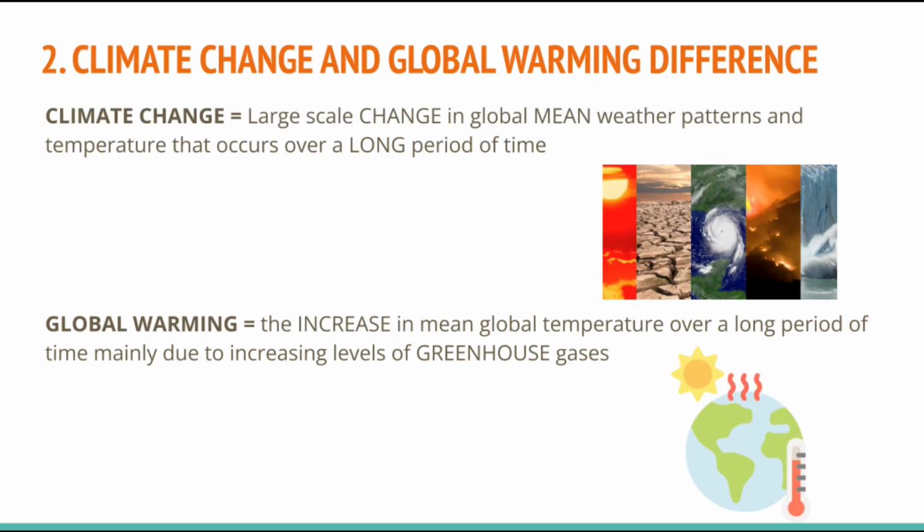So climate change and global warming, but what's the difference? Climate change is a large-scale change in global mean weather patterns and temperature that occurs over a long period of time. And global warming is the increase in mean global temperature over a long period of time, mainly due to increasing levels of greenhouse gases.